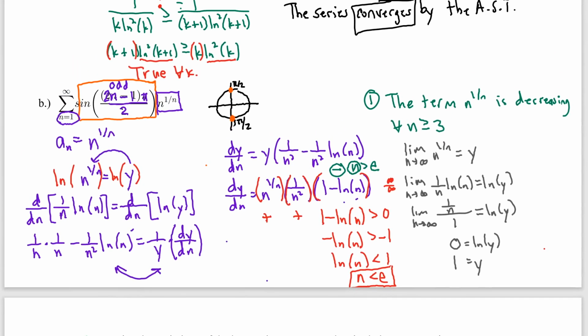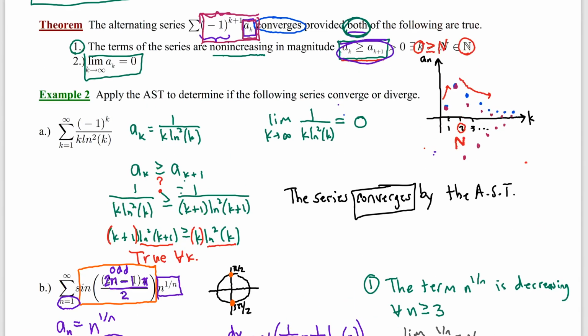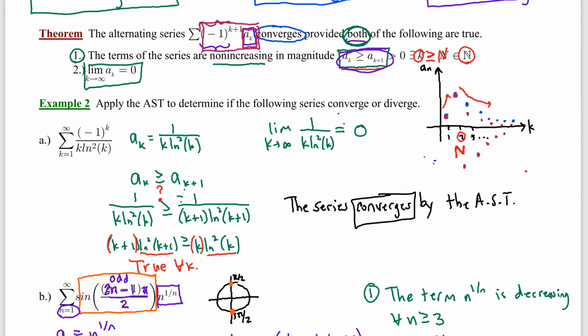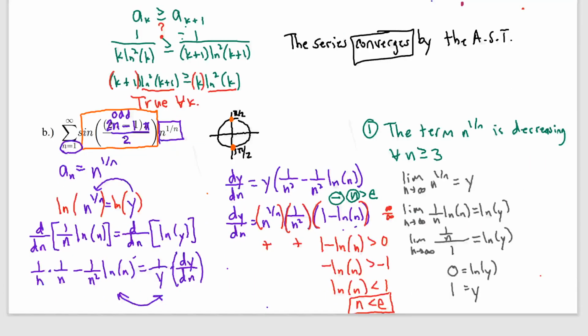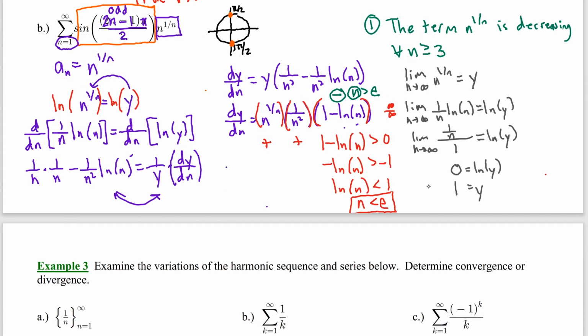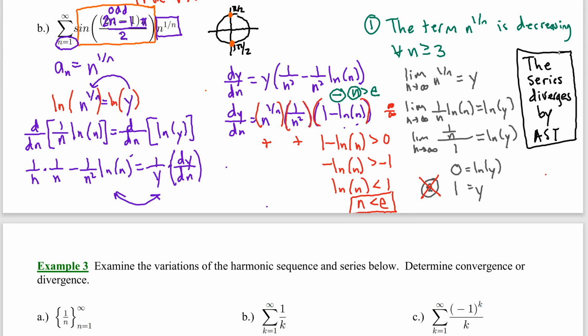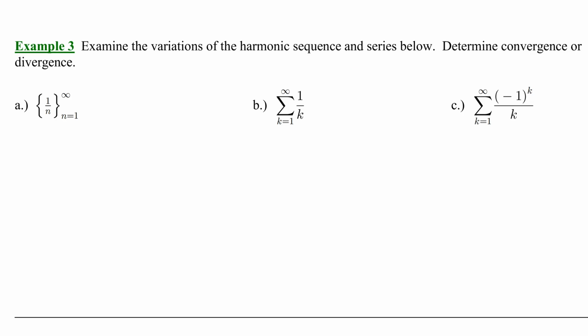Now, recall from the alternating series test that the second condition that we're looking for is that the limit is 0. And in this case, we came up with a limit of 1. So the second condition of the alternating series test is not satisfied. We can say, therefore, the series diverges by the alternating series test. Remember, both conditions have to be met. We did find that it was non-increasing, but the limit did not pan out. So this one diverges. All right, let's finish out this video with example 3.